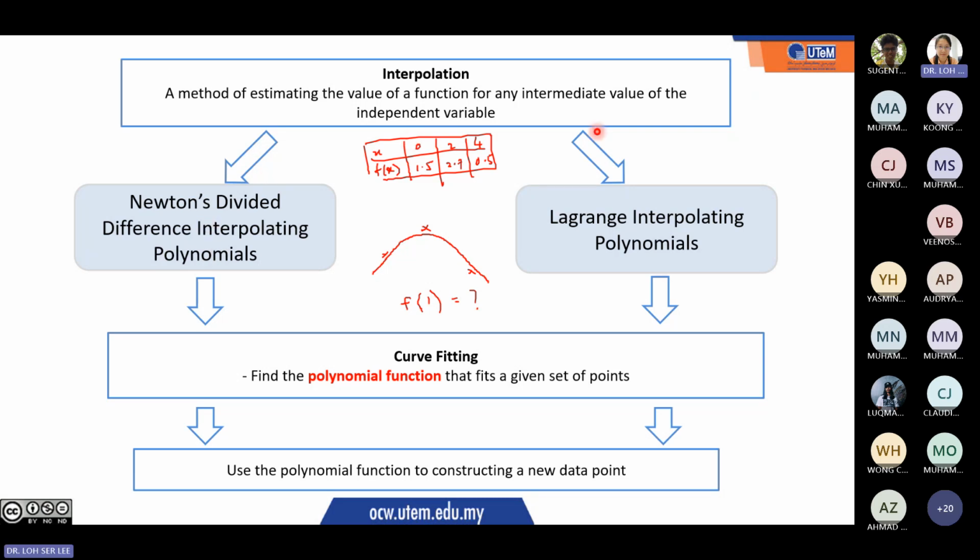So we have 2 methods, and both of these methods are curve fitting. In short, interpolation refers to curve fitting. We will find the polynomial function that fits a given set of points, and then we will use the polynomial function to construct a new data point. So when you get the value here, that means this is the new data point.